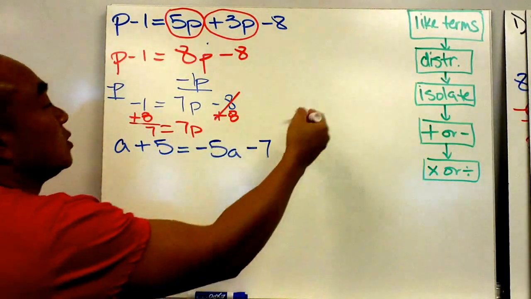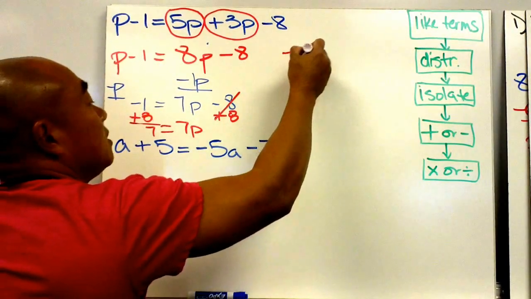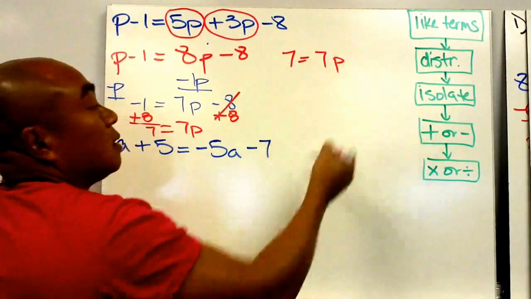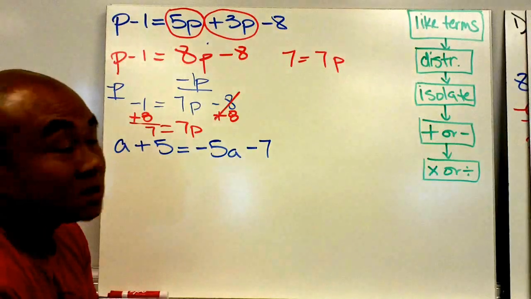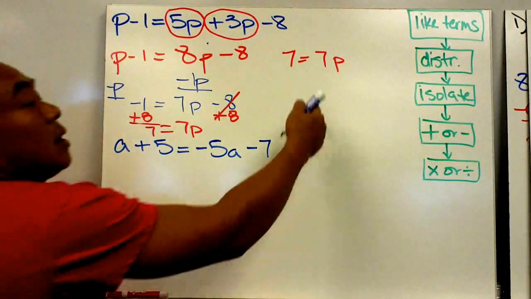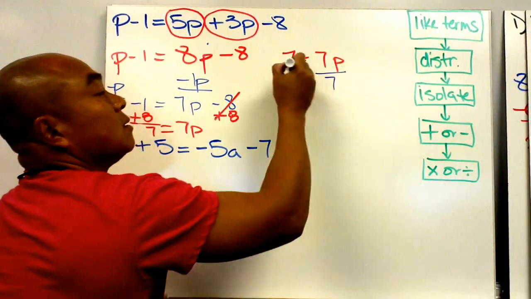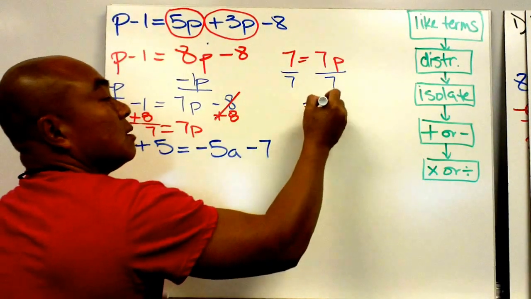Now at this point, I'm going to go ahead and rewrite it over here. 7 is equal to 7p. That at this point becomes a very, very easy problem to work on. So I have here, divide by 7, divide both sides by 7, p is equal to 1.